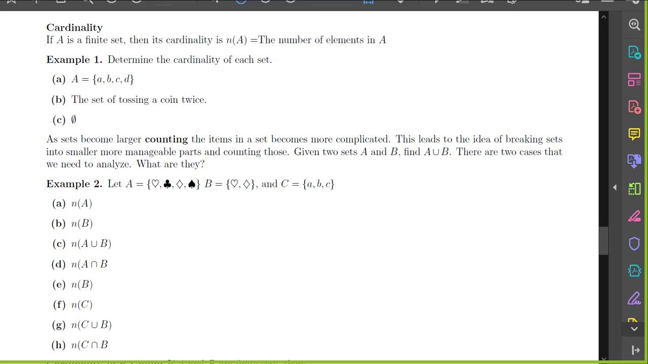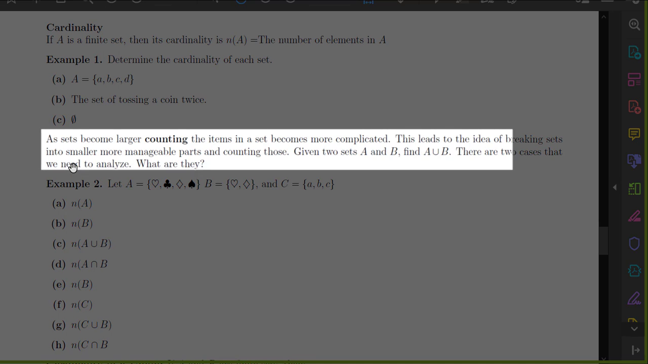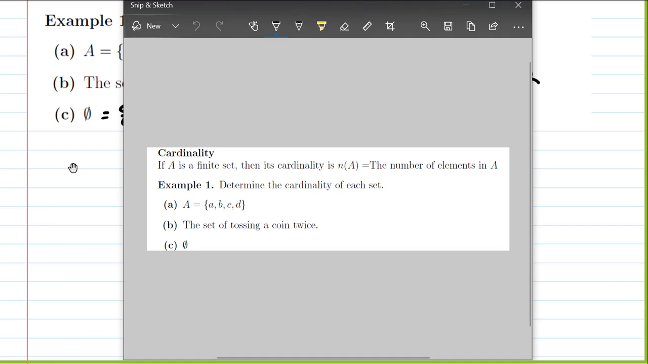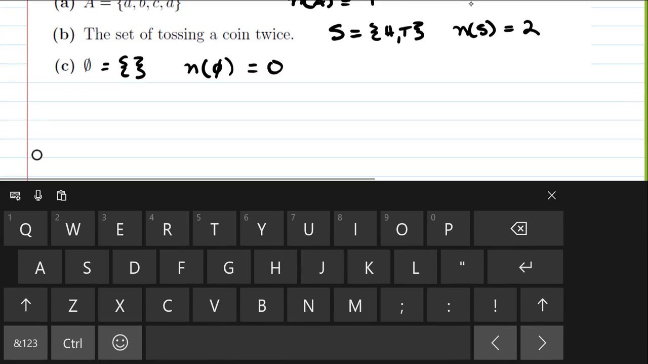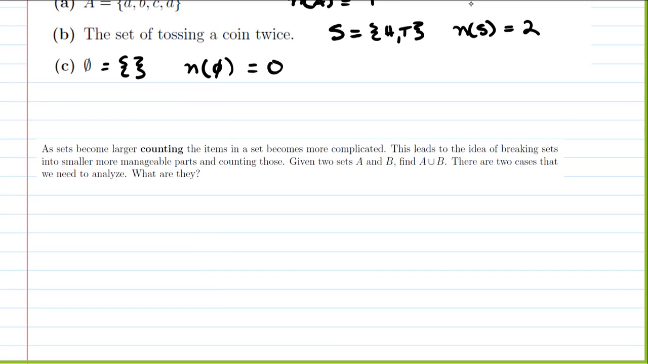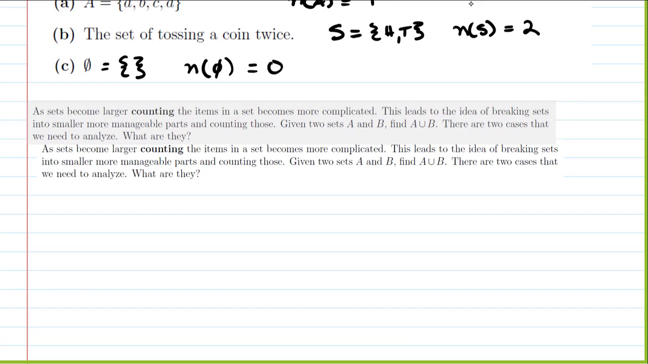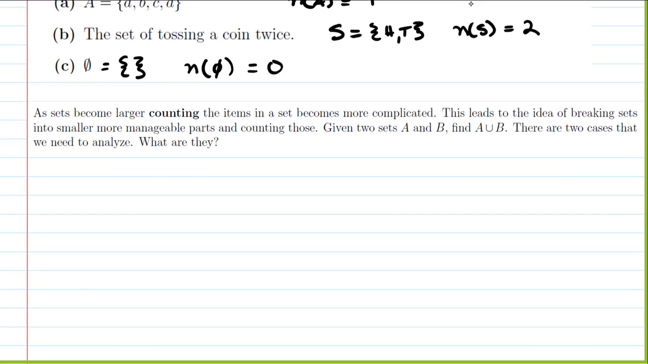So it turns out that counting is hard. There's really no other way to talk about it. Counting is difficult to do. As a set becomes larger, counting the items in the set becomes more complicated. This leads to the idea of breaking sets into smaller, more manageable parts and counting those.